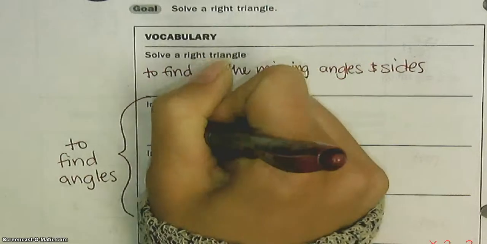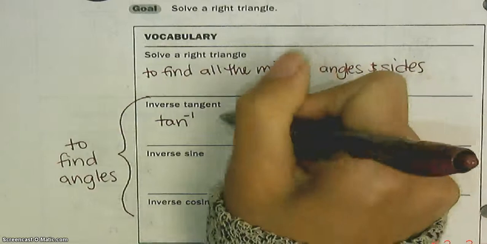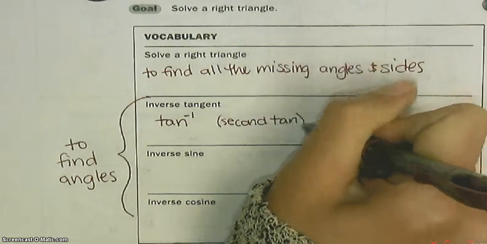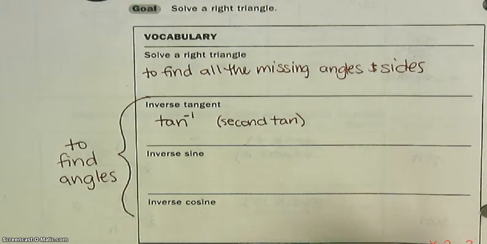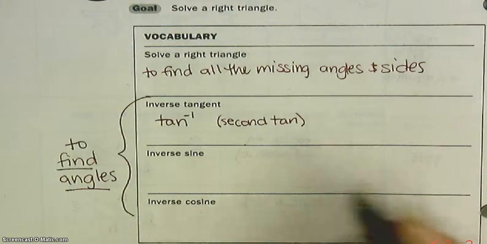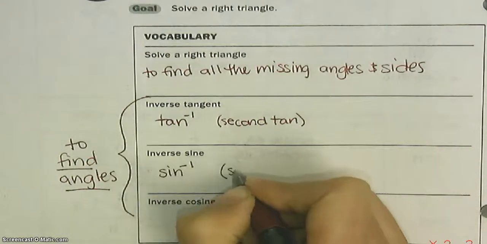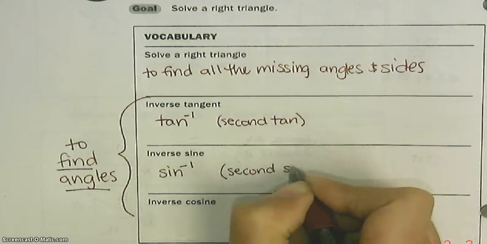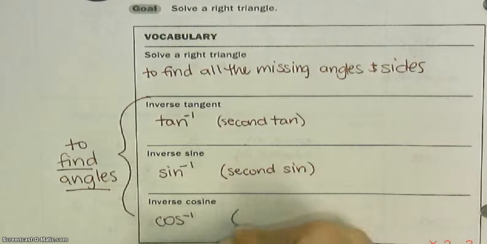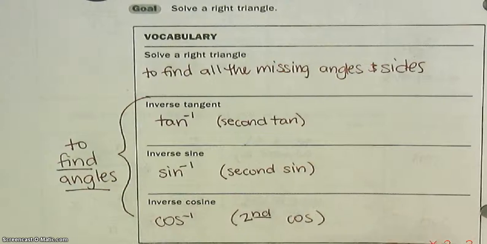Inverse tangent looks like this. It's tan to the -1. So on your calculator, you're going to press second tangent. And this is to find the angle. This is all we use inverse for, is to find the angles. Inverse sine, you're going to press second sine. And inverse cosine, second cosine on your calculator.